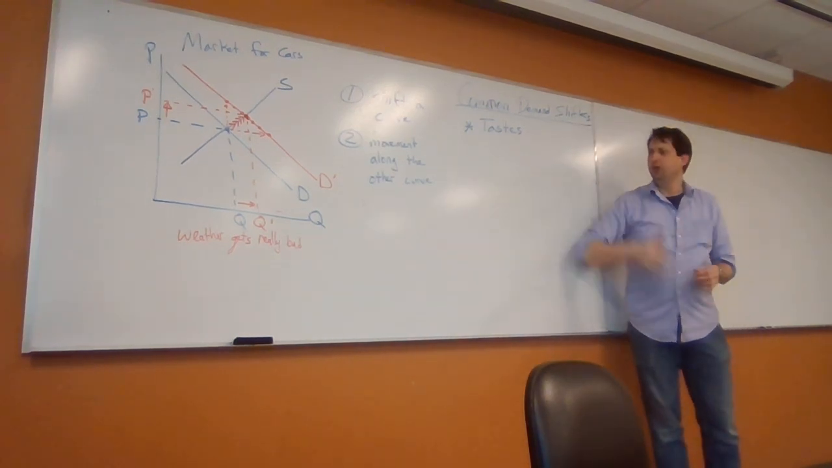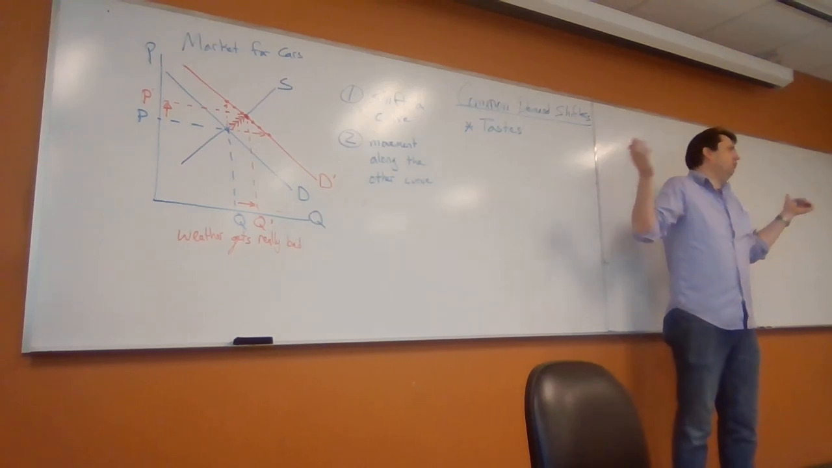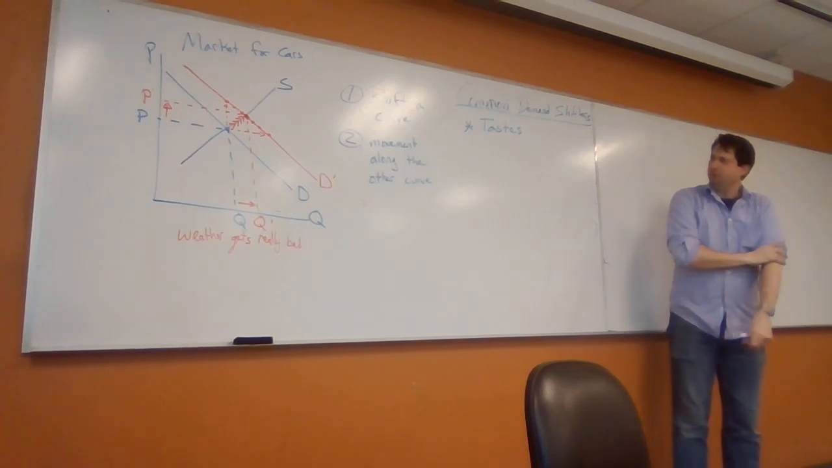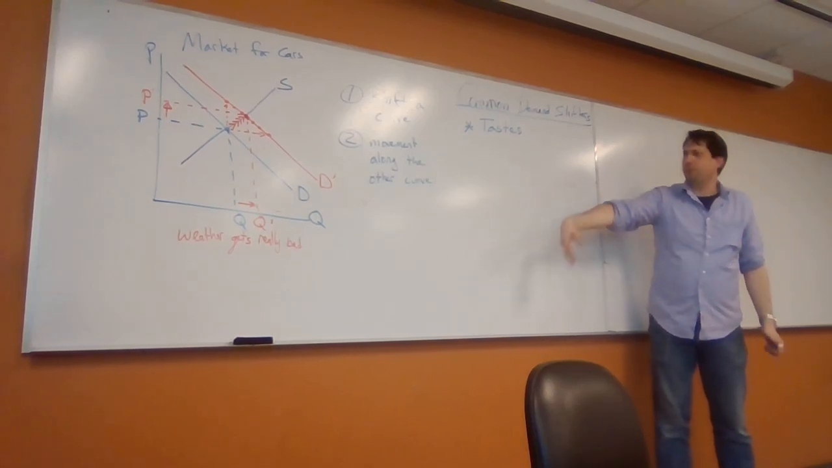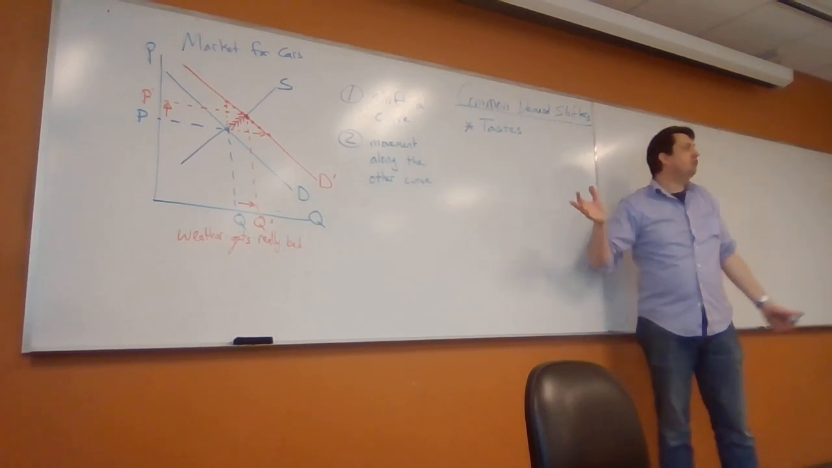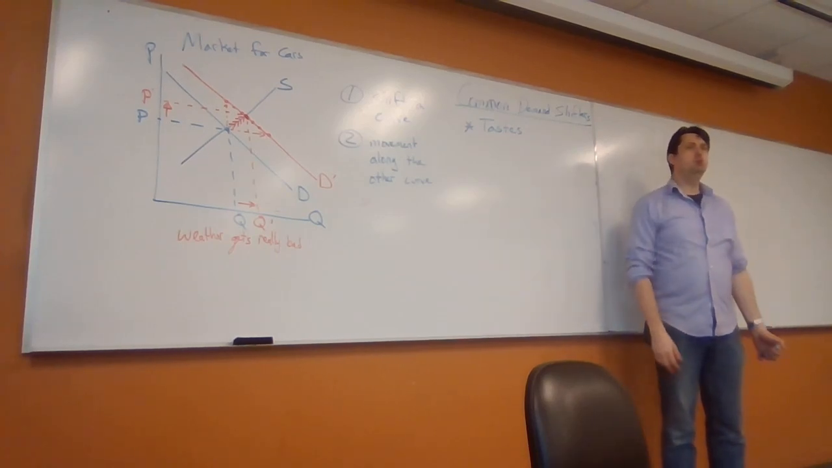It can be weather, right? Ice cream sales suddenly become more popular during the summer, for example. Or the weather gets really bad, people want to buy cars. But it can also be technological changes. How many of you own a pager?